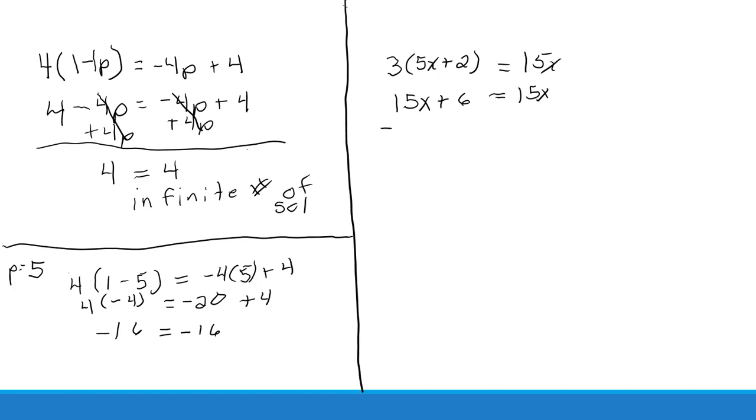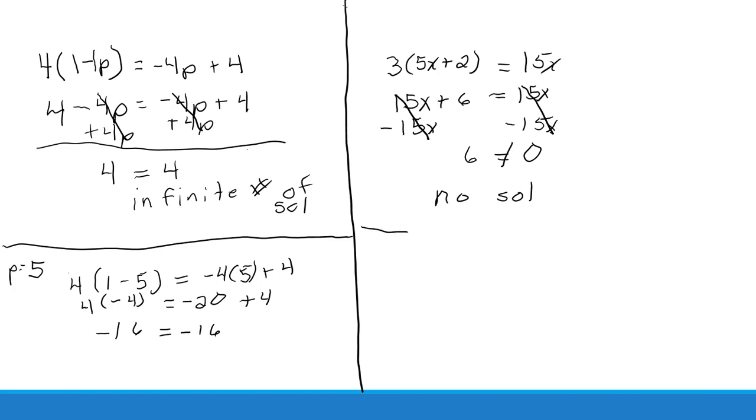I'm going to subtract 15x from both sides. In this case, it cancels on both sides of the equal sign. So I'm left with 6 is equal to 0, which is not a true statement. So for this equation, there is no solution.